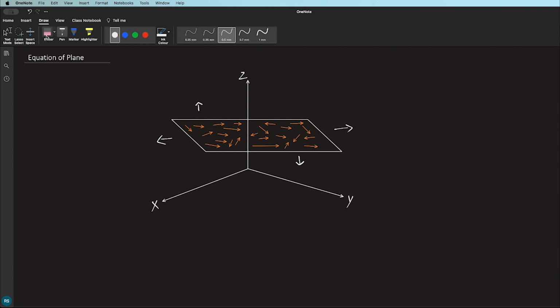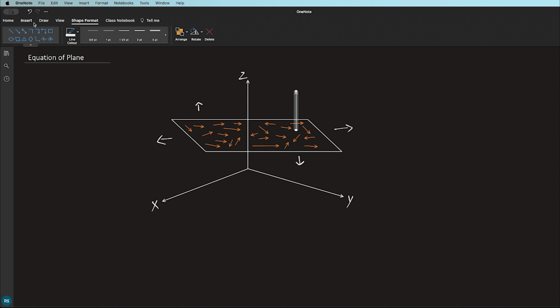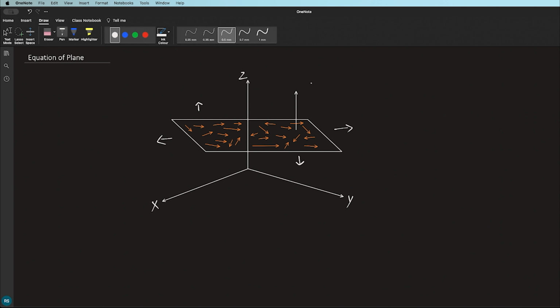Now I will be drawing another vector that is coming out of the plane. So this vector, say vector w, and this vector is orthogonal to the plane, means it is perpendicular to the plane. So that is, the angle between this vector and the plane is 90 degrees.